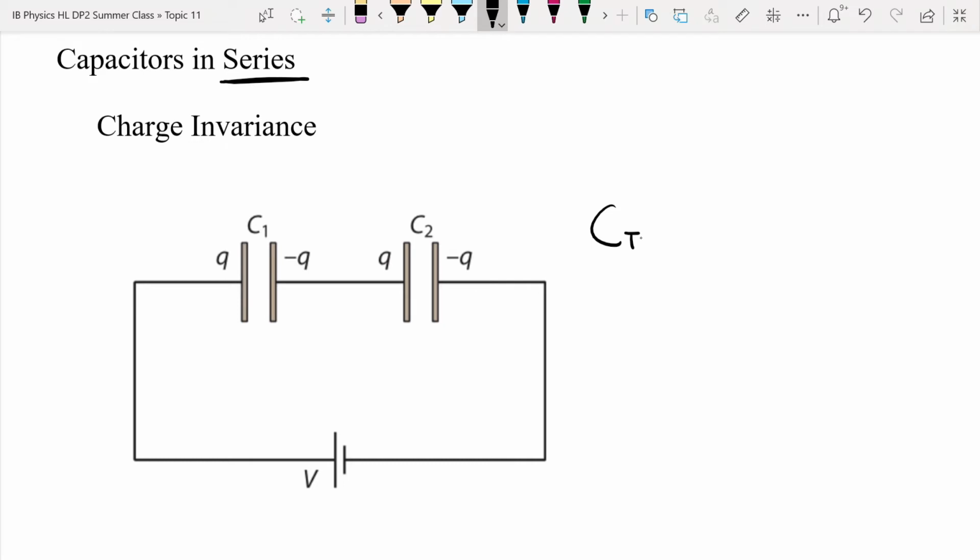In this case, the voltages are not going to be the same, right? We know the voltages add up to the same thing. So if you have a voltage difference here, V1, and a voltage difference across this one, V2, they're going to equal the total voltage.